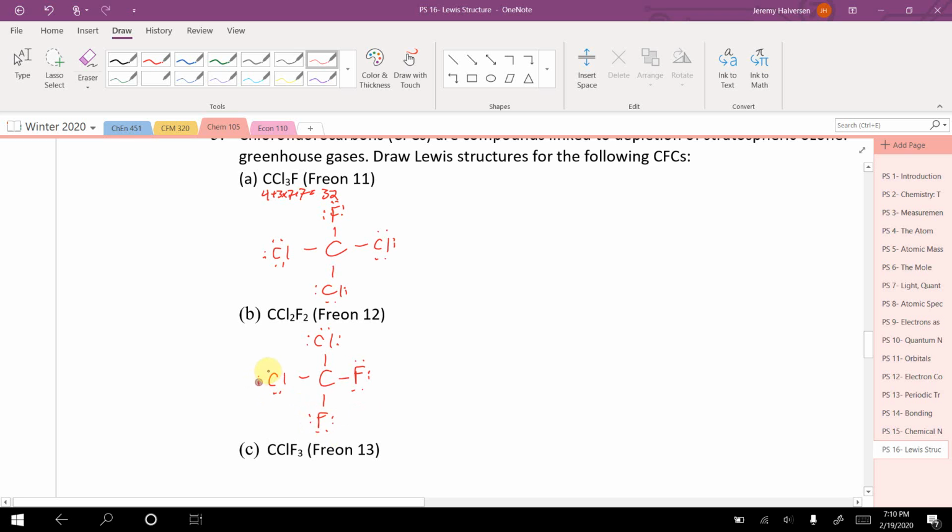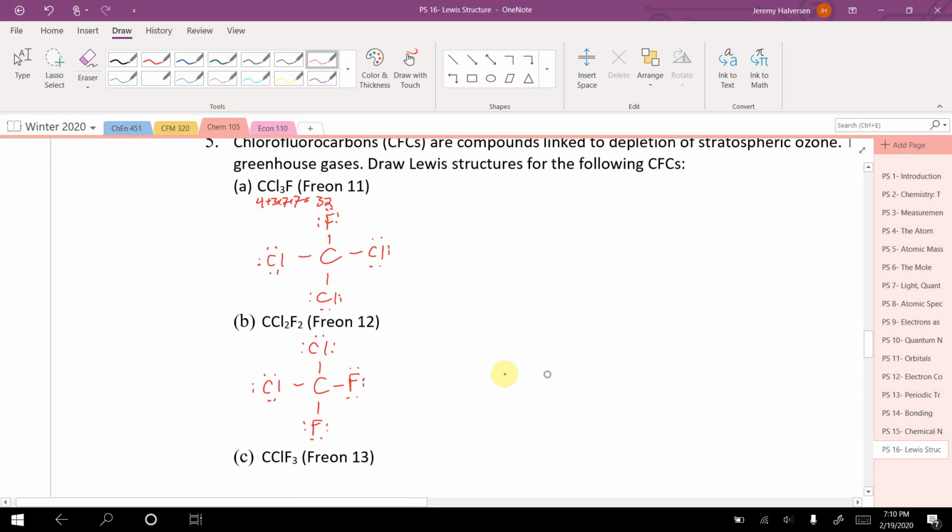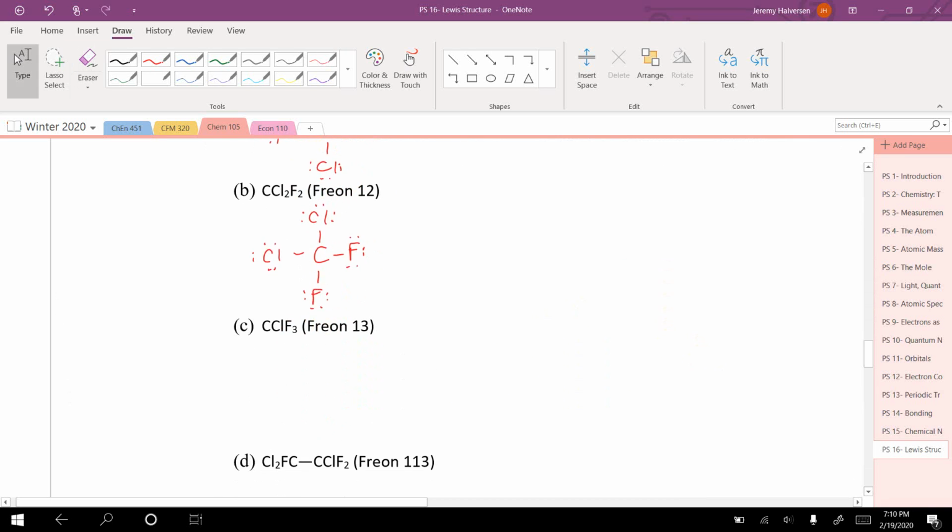Now some people will draw it like this, with the fluorines opposite each other and the lone pairs on there. These two molecules are exactly the same. When we talk about three-dimensional structures and shapes of molecules, you'll recognize that, but both of these are perfectly correct. Neither is better than the other. Okay, now I have 1 chlorine and 3 fluorines.